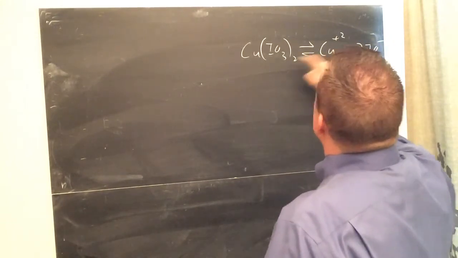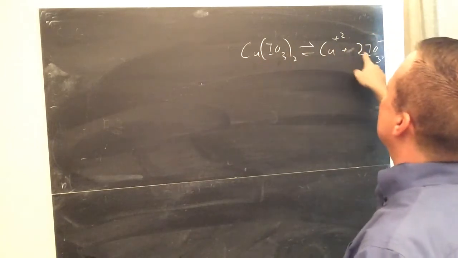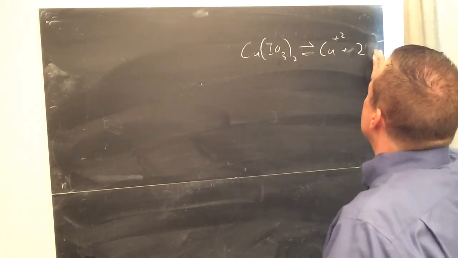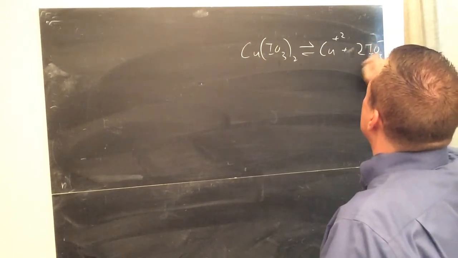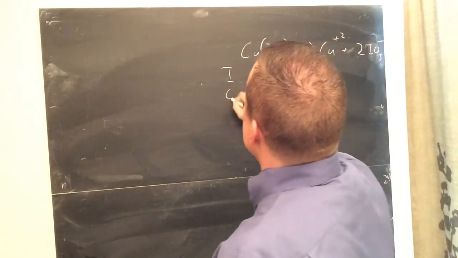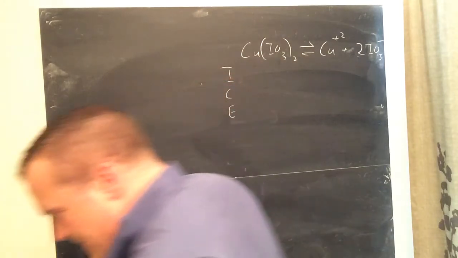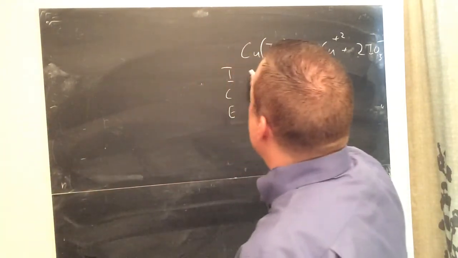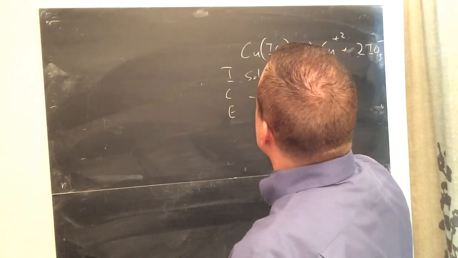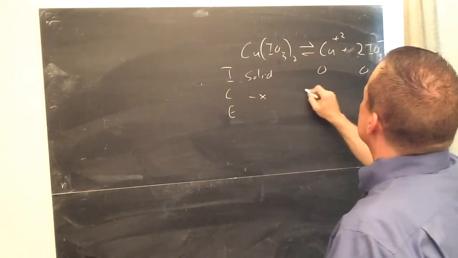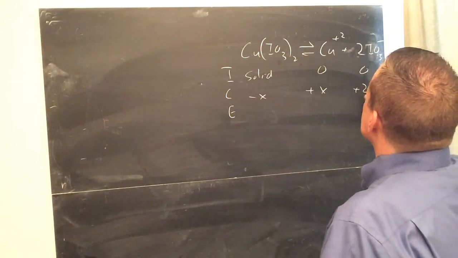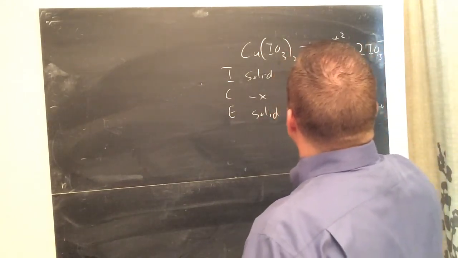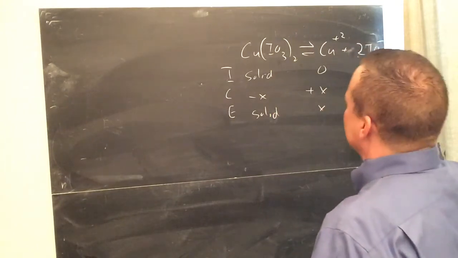So here's what you get. Copper plus 2 and IO3. It has to be negative 1 because there's 2 of them. Even if you haven't seen iodate, IO3, there's 2 of them. They don't give you any molarity or anything. You don't have to have that, because that's minus x, plus x, plus 2x. Solid. Like I said, always write the ICE box, even if you later decide to abandon it.